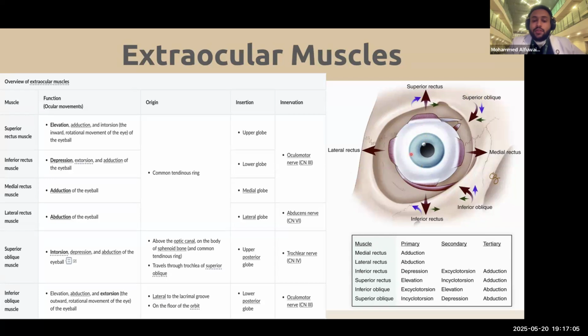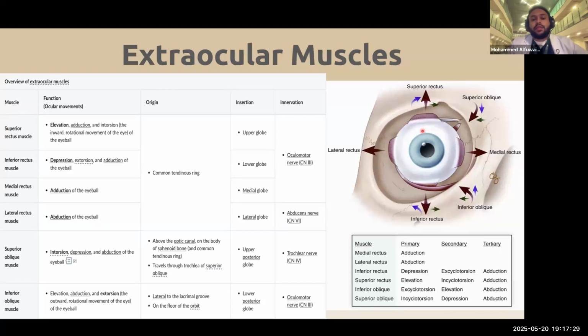So if you lose this function, what will be affected? Looking down. So typically in a trochlear nerve palsy, it's described to you as they have difficulty going downstairs. They have difficulty reading a book like this. They can't read a book because you can't look down properly anymore.